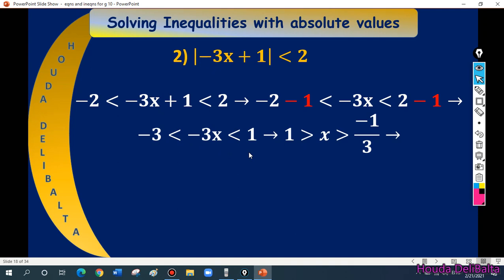Now, what should I divide by? I should divide by the coefficient of x. As usual, we always divide by the coefficient of x, which is minus 3. So I am going to divide this whole boundary by minus 3. And we agreed that the order changes when we divide by a negative.